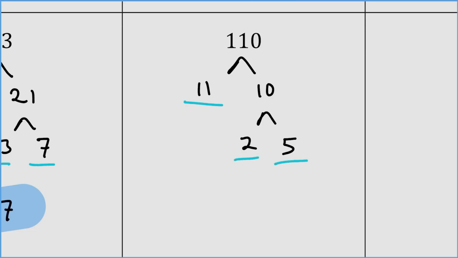Now 110. A little bit bigger, but here's a trick. If a number ends in 0, it is divisible by 10. So you could always do that. We could do 11 and 10. Well, 11 is a prime number, so we're done there. 10 breaks apart into a 2 and a 5. This is the first example where we haven't had any repeated numbers. There's 1 2, there's 1 5, and there's 1 11, and that's okay. That'll happen. So the prime factorization here is just 2 times 5 times 11.